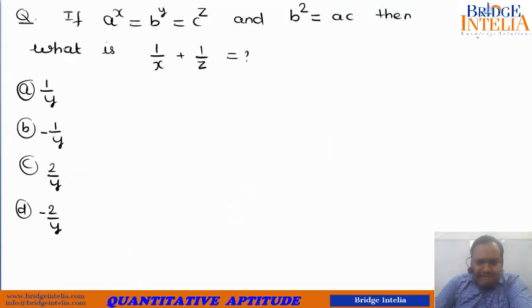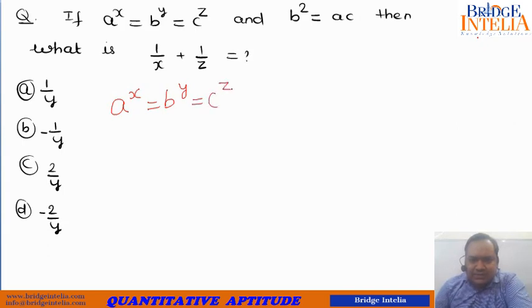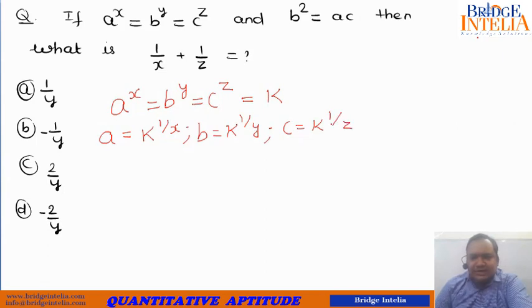forward. Again a similar question. a raised to power x is equal to b raised to power y is equal to c raised to power z, and b square is given to us as equal to ac, then we have been asked to solve this. So let's see. So a raised to power x is equal to b raised to power y is equal to c raised to power z. So what can be done? Introduce a variable equal to k, so that you can say that a is equal to k raised to power 1 by x, b is equal to k raised to power 1 by y, and c is equal to k raised to power 1 upon z.